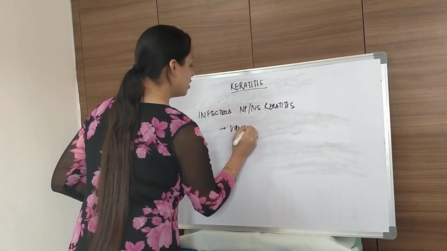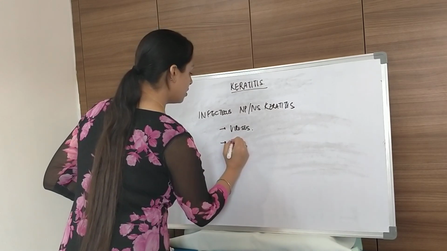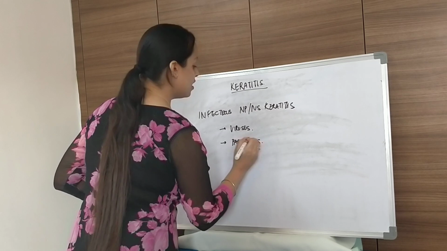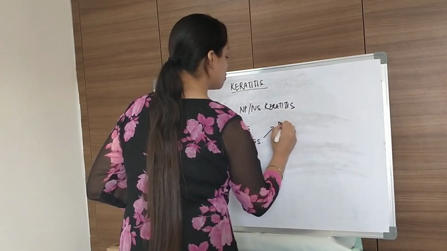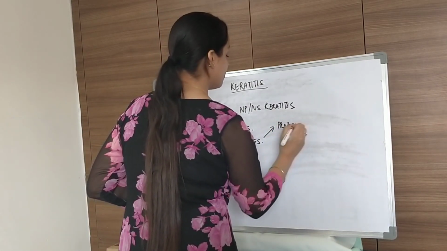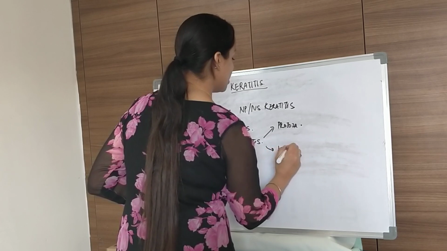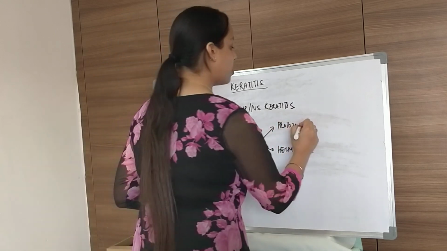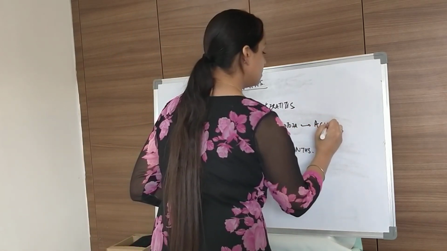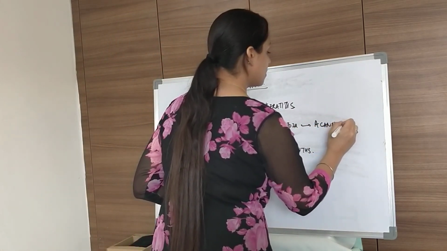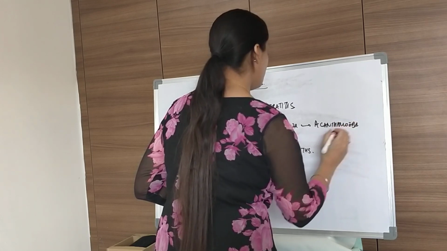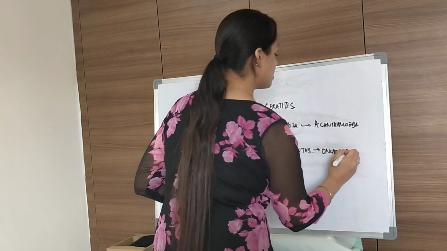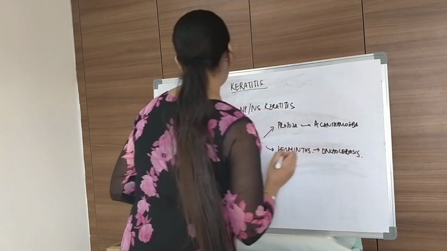viruses and parasites. Okay, and in parasites we have protozoa and helminths. In protozoa I will mainly be talking to you about Acanthamoeba, and in helminths I will be talking to you about Onchocerciasis. Okay. So let me start with viruses.